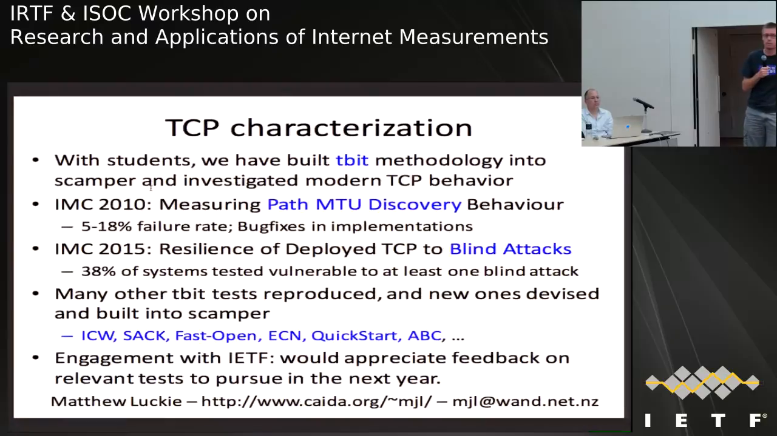In 2010, we did some work looking at the behavior of path MTU discovery, if end hosts are responding to packet-too-big messages. And we found a whole bunch of bugs that we contributed back to operating systems, particularly FreeBSD. And then just recently we looked, in both of these papers with students, at the resilience of TCP to blind attack. So looking at the RST advice that came out of TCPM, how much of that has been deployed, and we found that there has been some reasonable deployment, but there are still plenty of systems with plenty of work to be done.